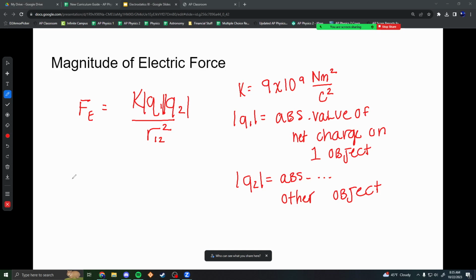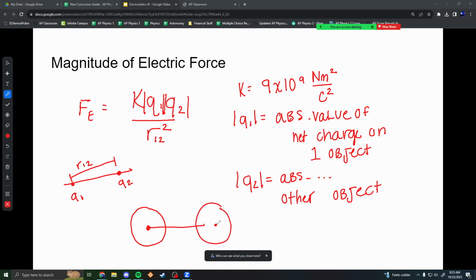If they are just point charges along a line, let's say that we have Q1 here and Q2 here, that's simple, such that the distance between them would just be R1,2. We may have some problems instead, though, where we have spheres, such that the charge is going to mainly reside in the center, so you would be measuring from center to center. If you had another positive charge here, this would really be the distance between 1 and 2, if this is conducting sphere 1 and conducting sphere 2.